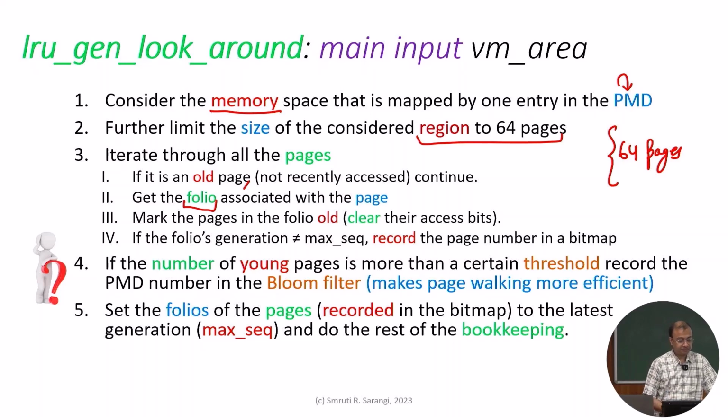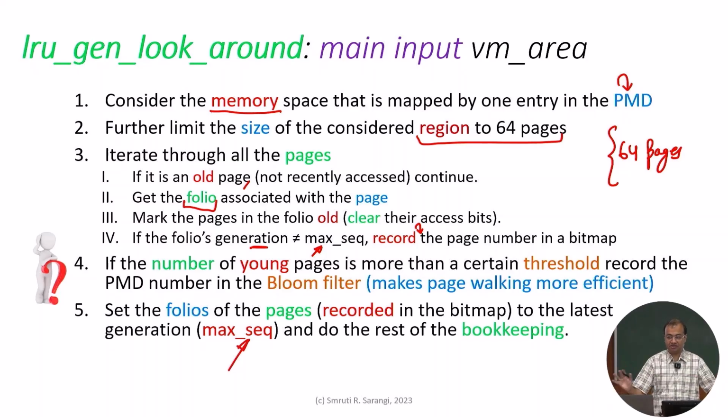And then what you will do is, if the generation of the folio is not the maximum sequence, you just record the page number in a data structure. Then you look at all the young pages in that PMD. If it is more than a threshold, it means it's a young PMD. So you add it to your Bloom filter, right, for efficient page traversal in the future. Then all the pages that you had recorded whose generation number was not equal to the maximum sequence number, you set their generation to the maximum sequence number.